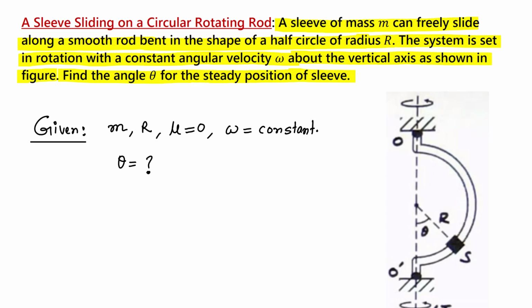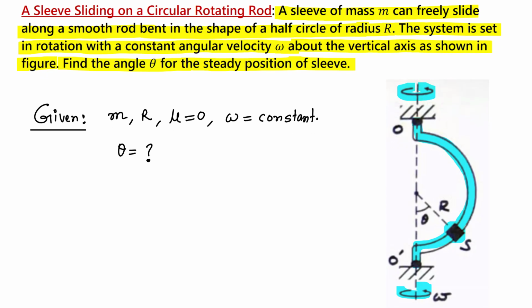So here we have a sleeve and a semicircular rod. This is the semicircular rod and this is the sleeve S. And this semicircular rod is rotating, and the angular velocity about which it is rotating is given. This is omega, and this is the axis along which it is rotating, the vertical axis. Now at a certain point of time, this is in a steady state situation, the radius is given, and theta is given. That is, it makes an angle theta with the vertical.